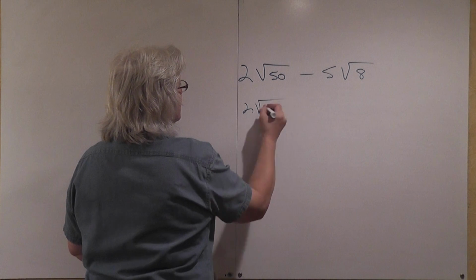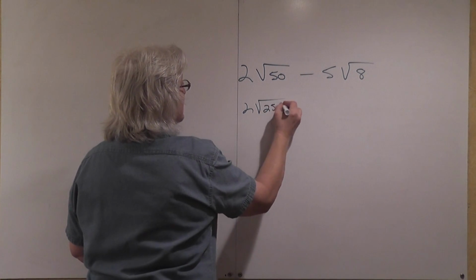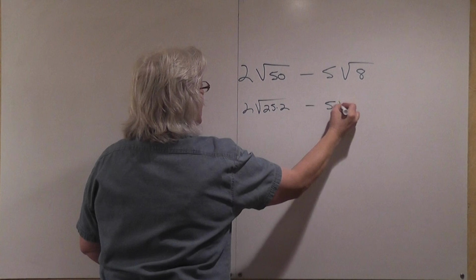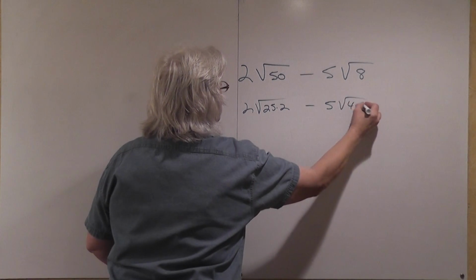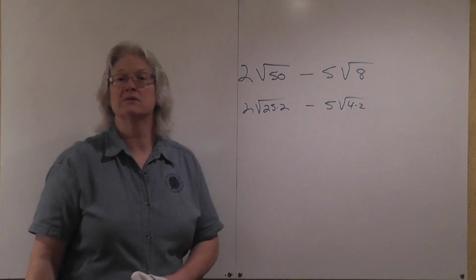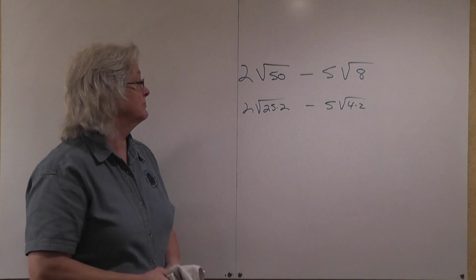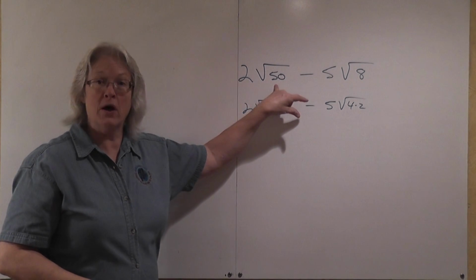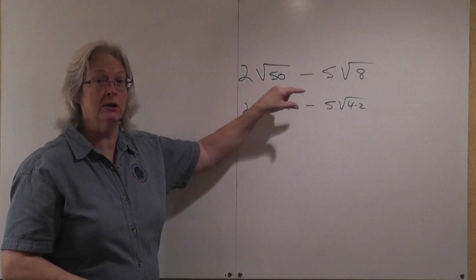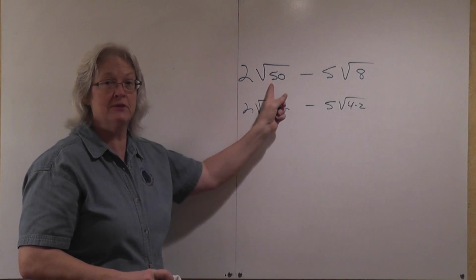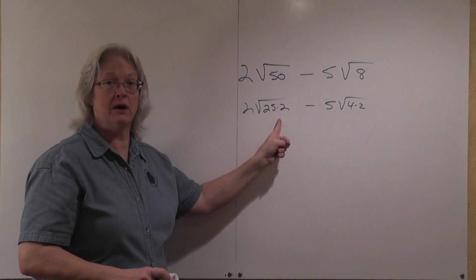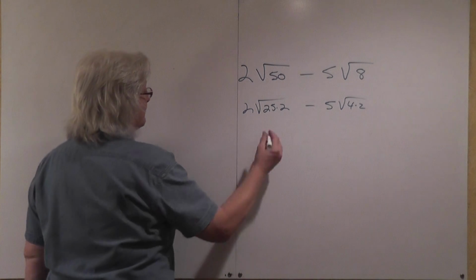50 can be written as the square root of 25 times 2. 8 can be written as 4 times 2. Are there other ways that you can factor 50? Yes, of course. You can say 1 times 50, 2 times 25, or 5 times 10.